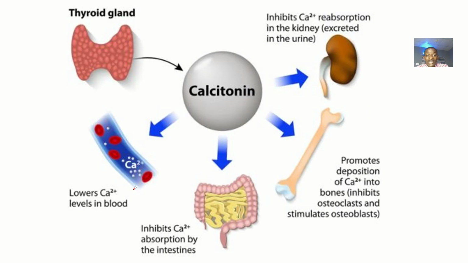So calcitonin is basically a hormone that is released from the thyroid gland, and is used to treat these elevated levels of calcium in the body. Okay, so how does it work?